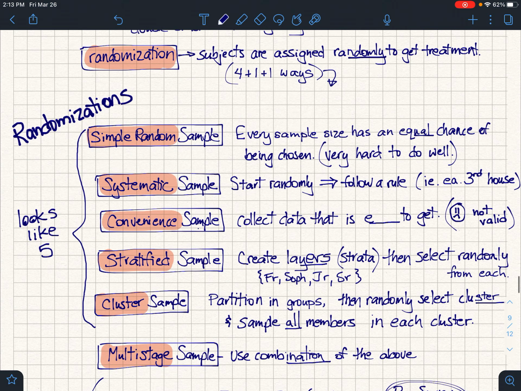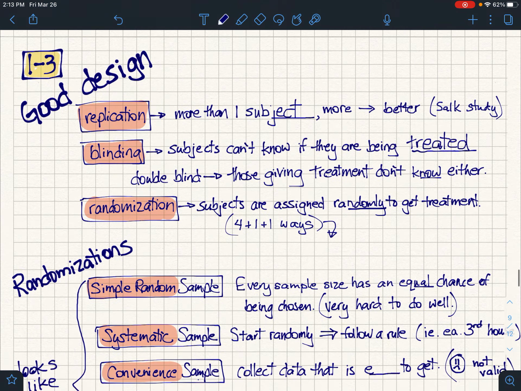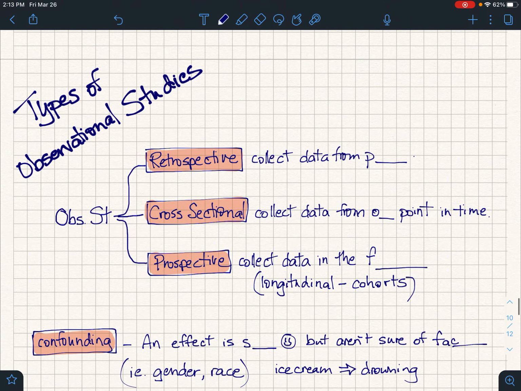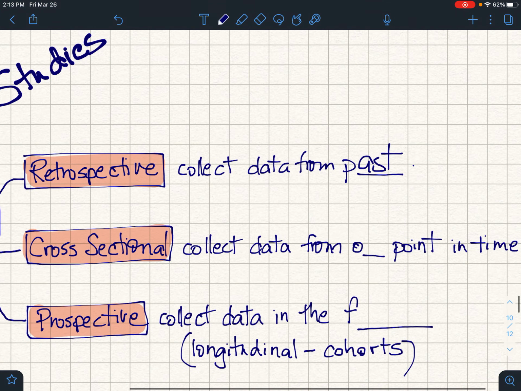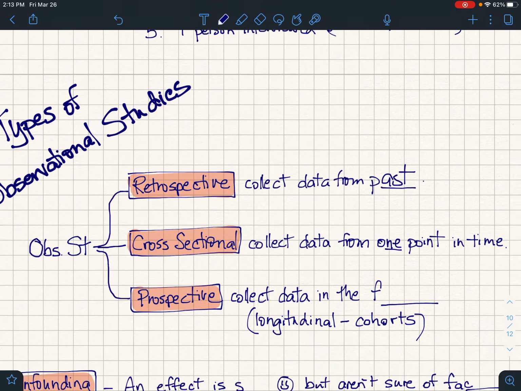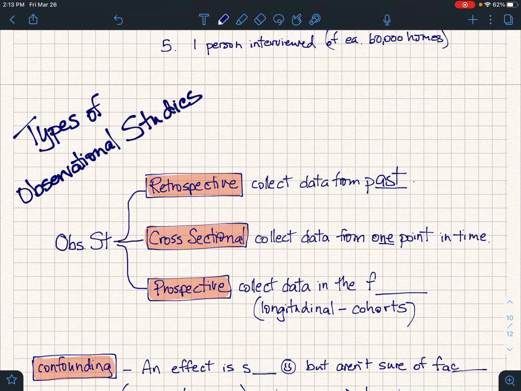So that was, again, randomizations of experimental studies, right? So this is an observational study now. Observational studies, where we just look, you can look to the past, in which case we call that a retrospective, or you can do a cross-sectional, which is you look at a particular moment in time, and that could be now, it could be last week, it could be in the future, but you do it from a particular moment in time. And then there is what we would call a prospective.